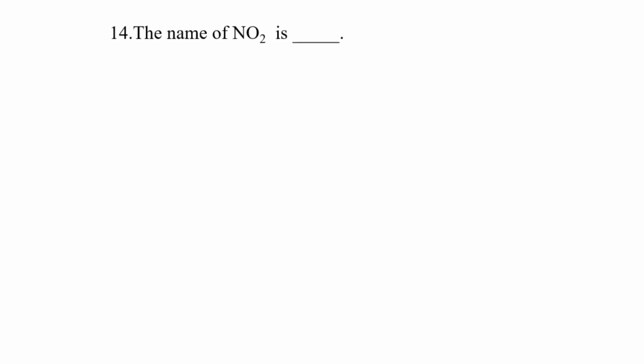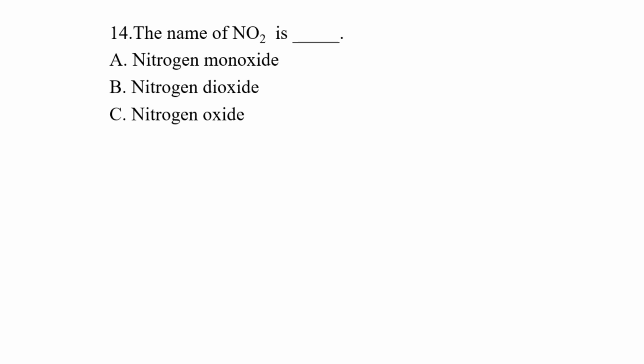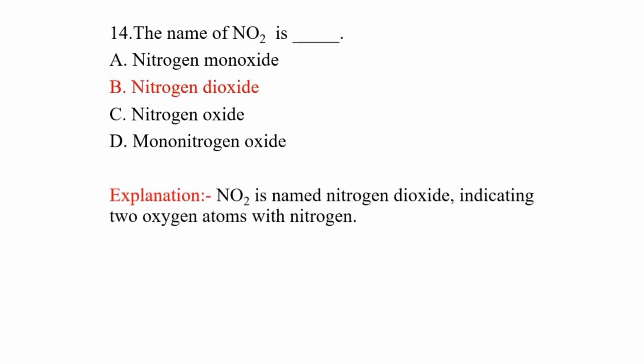Question number 14. The name of NO2 is A. Nitrogen monoxide, B. Nitrogen dioxide, C. Nitrogen oxide, D. Mononitrogen oxide. The answer will be nitrogen dioxide. NO2 is named nitrogen dioxide, indicating 2 oxygen atoms with nitrogen.